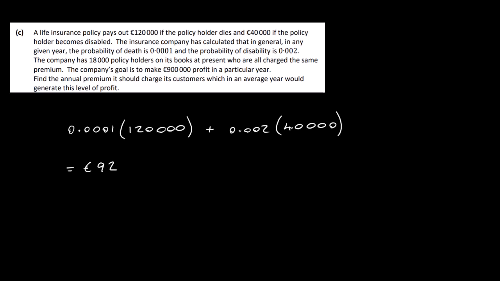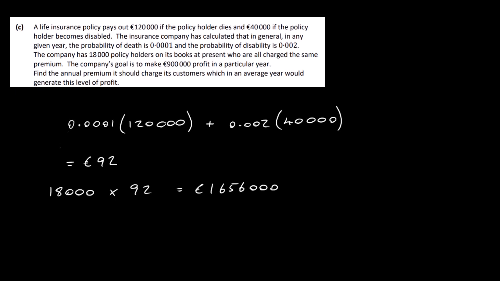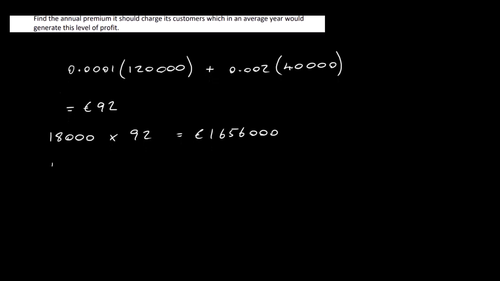So there are 18,000 policyholders, so let's take the 18,000, multiply that by 92. So when you do that, you get 1,656,000 euros. So this is how much you would expect to pay out to the policyholders. Now this company wants to make 900,000 euros profit. So I'm going to take the 1,656,000. I'm going to add the 900,000. That will give us 2,556,000 euros.